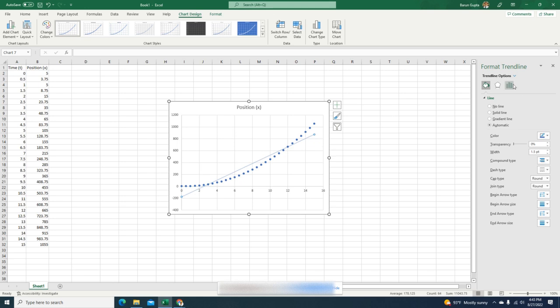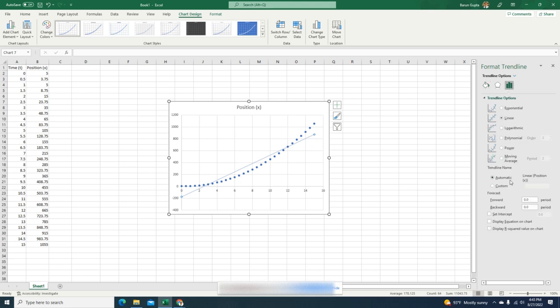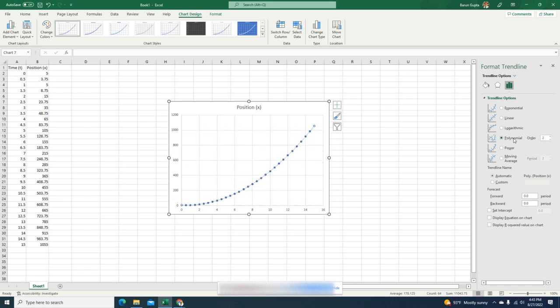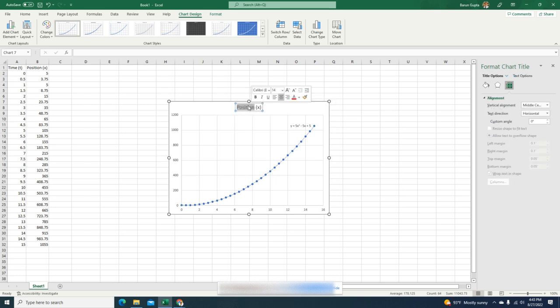So what you have to do is go to the polynomial order 2, and you can clearly see this is a much better fit now. And in order to know the equation, simply click onto the display equation. So that's how the position time graph changes. And now I have to clearly label all these axes here. So what I'm going to do is simply write down the position time graph here.